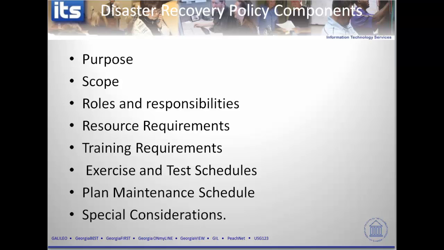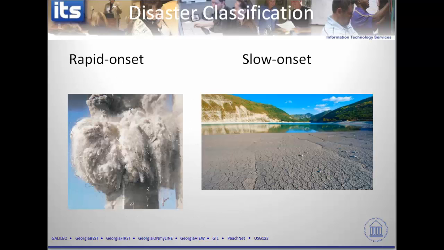Let's now move down and talk a little bit about some classifications. There are really 2 big ones. The first one is a rapid onset disaster. You have an attack on a building, you have a tornado or a hurricane come through. In that particular case, you have to have a plan that is as agile as that type of disaster.